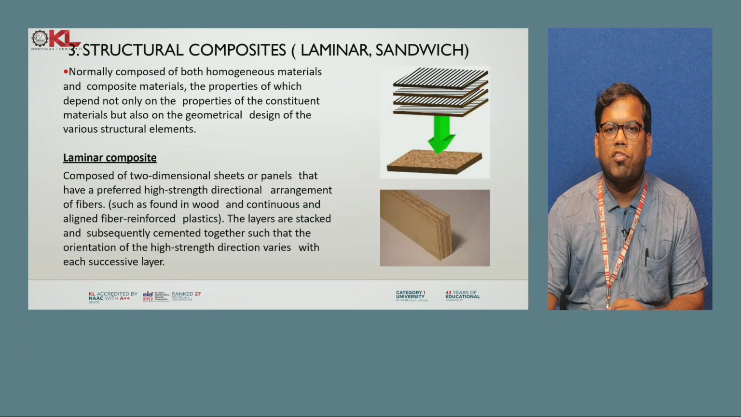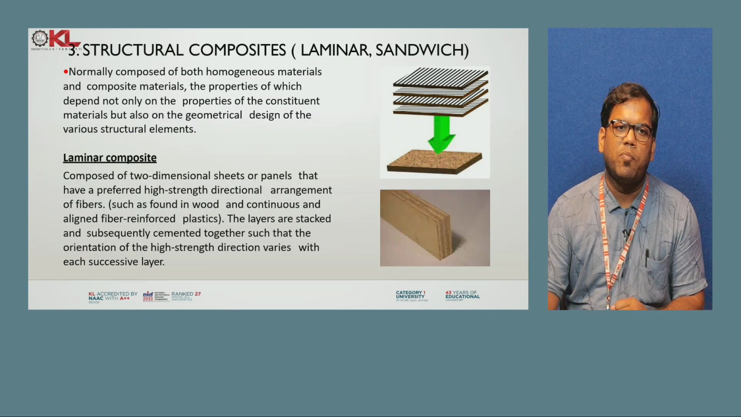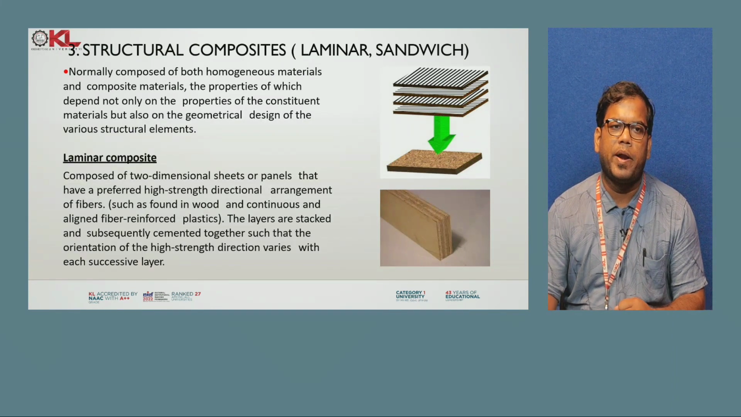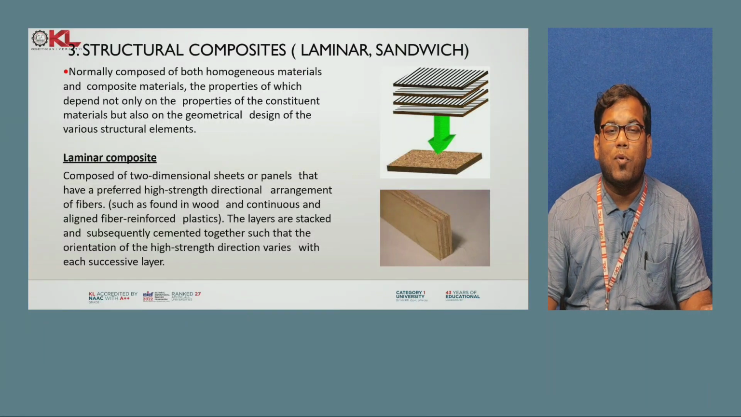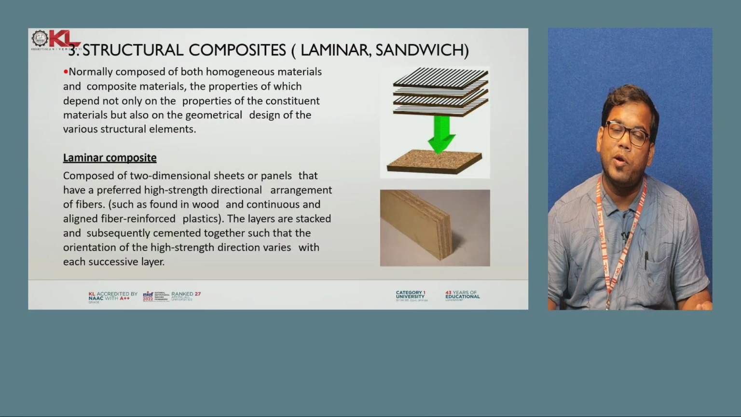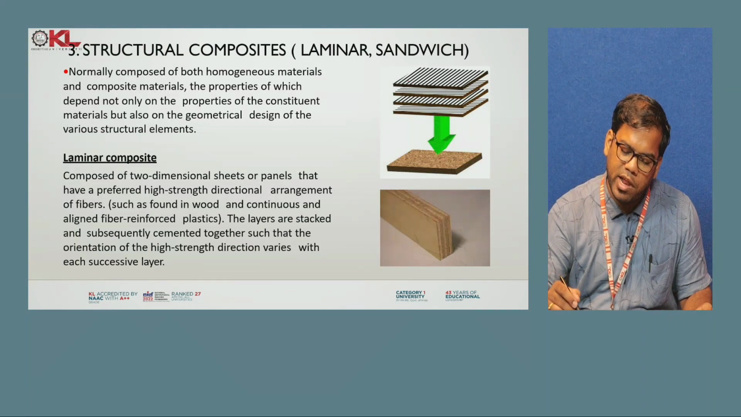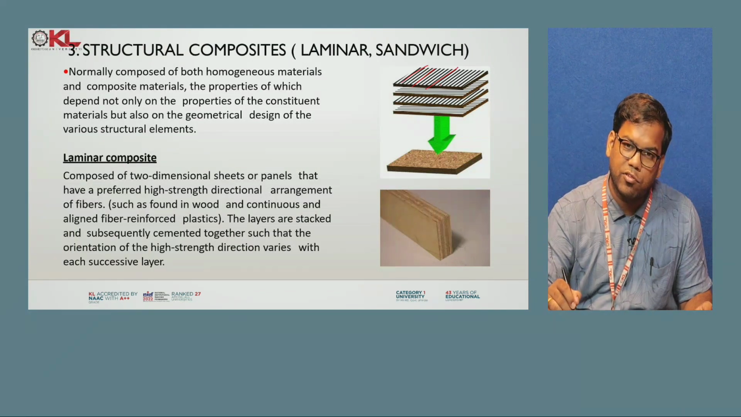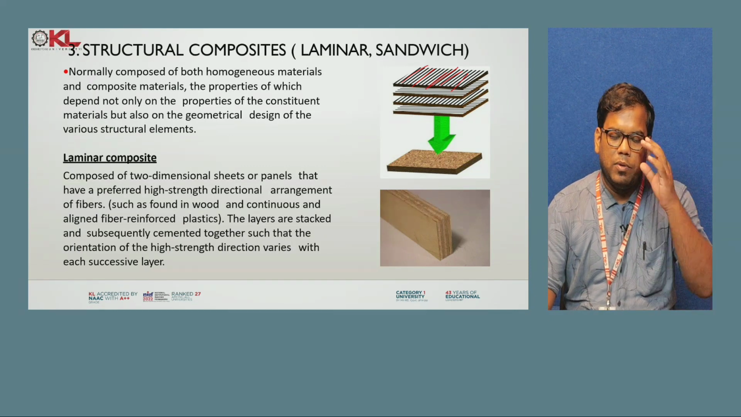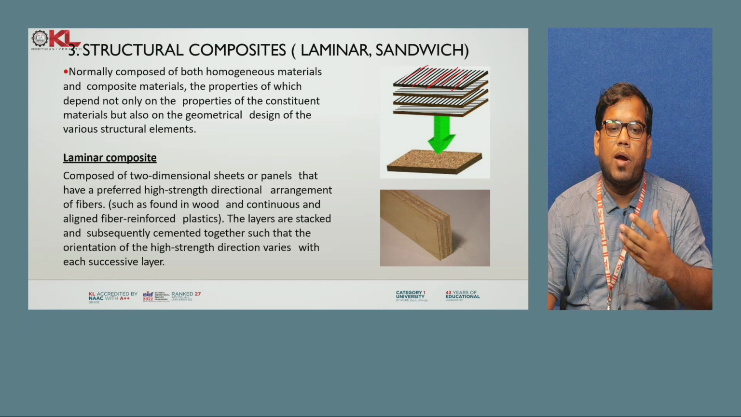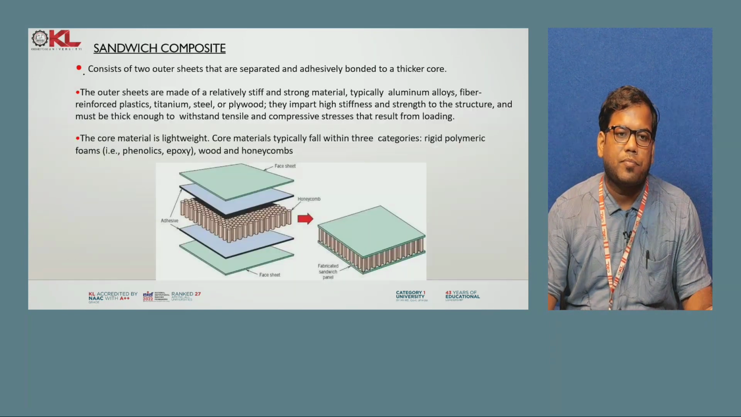The third one is structural composite. This is a laminate or sandwich. Normally it is composed of both homogeneous material and composite material, the property of which depends not only on the property of the constituent materials but also on the geometrical design of the various structural elements. The way you orient the direction matters, so multiple layers with different orientations can provide your required dimension or required property.